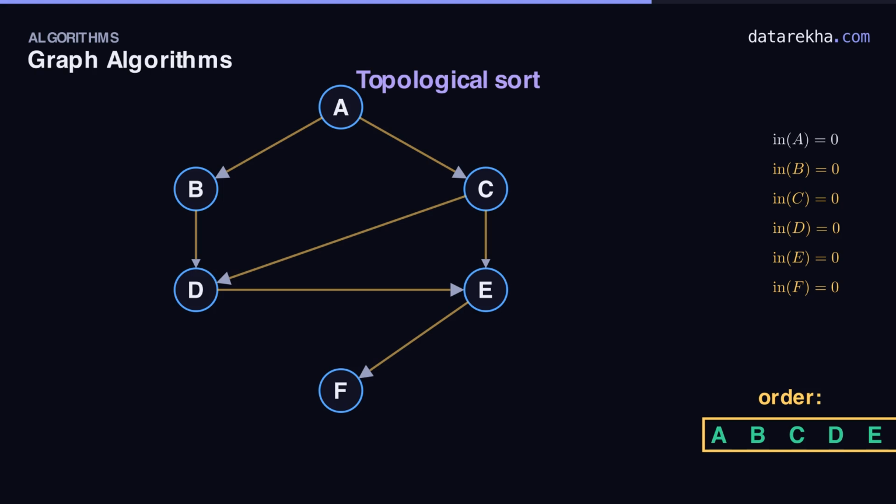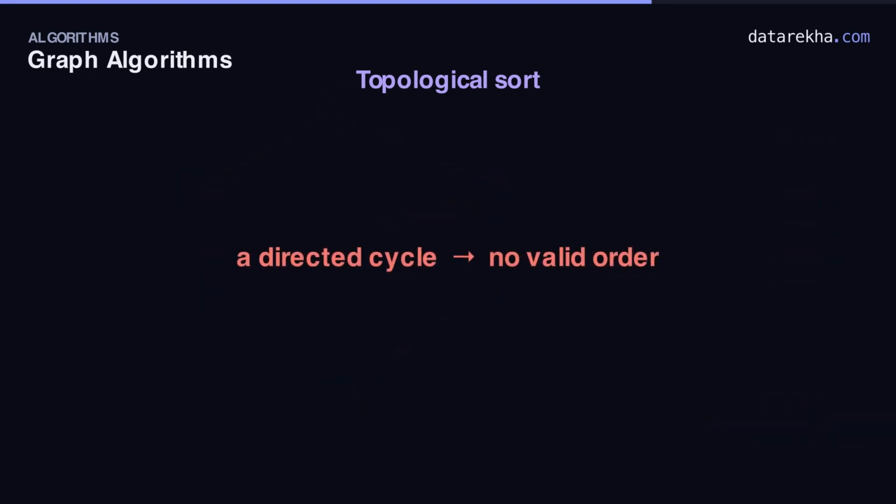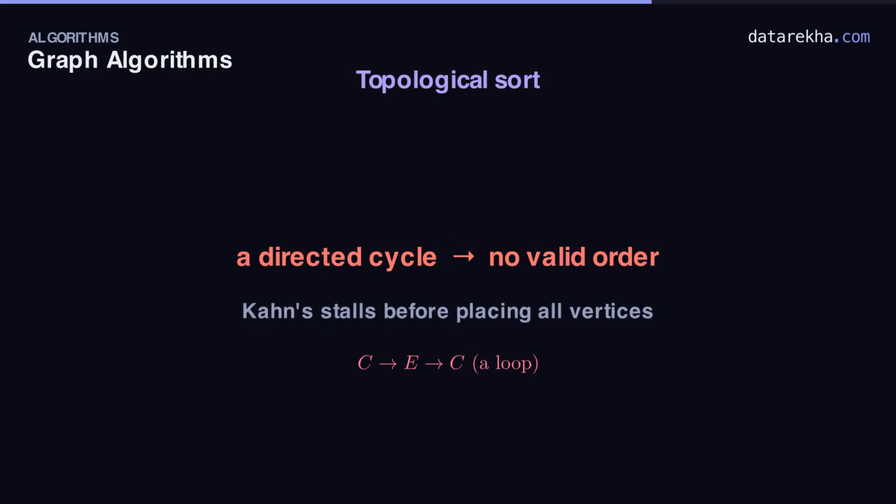It isn't unique. Had we picked C before B, that would work too. Only the arrows constrain what must come first. One catch. A topological order exists only if the graph truly is a DAG. Sneak in a single back arrow, say from evaluate back to features, and you've made a cycle. Now no ordering can put every arrow forward. Kahn's algorithm detects it. It stalls, unable to place every vertex, and that's your proof a cycle exists.